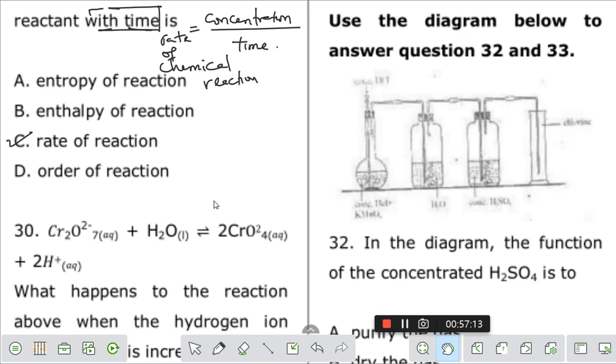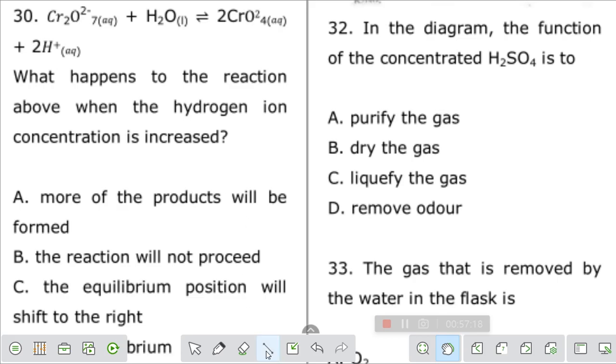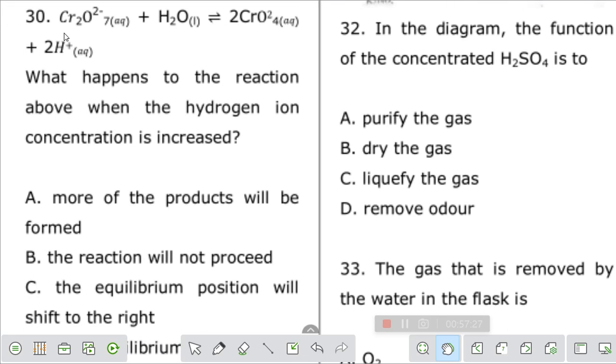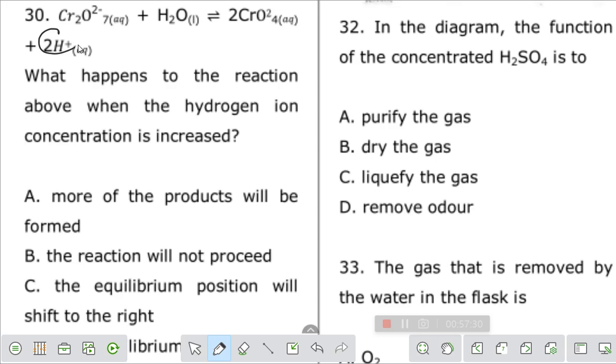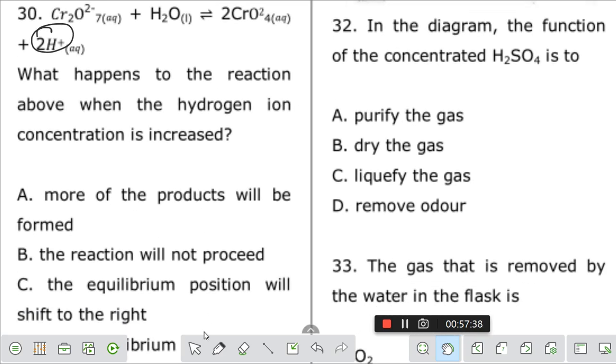So that's just it. So look at this now. This is another question. They said, what happens to the reaction above when the hydrogen ion concentration is increased? What is going to happen? It means you are increasing the products. So what do you think is going to happen? I told you when I was teaching you about this that when you are increasing the reactants, the products will be increasing. Now what you are doing is increasing the products. It means the products will be reducing.